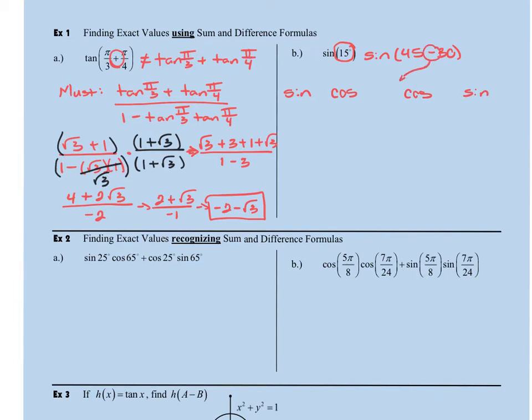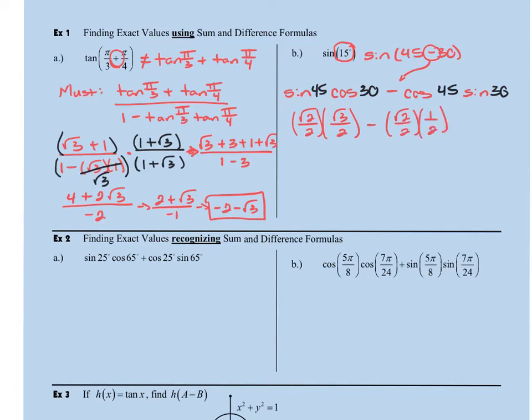So that's a minus, so this is a minus. Then we can go in and fill in our angles: 45, 30, 45, 30. Now we just have to evaluate. The sine of 45 is radical 2 over 2. The cosine of 30 is radical 3 over 2. Minus. Now the cosine of 45 is radical 2 over 2, but the sine of 30 is 1/2.